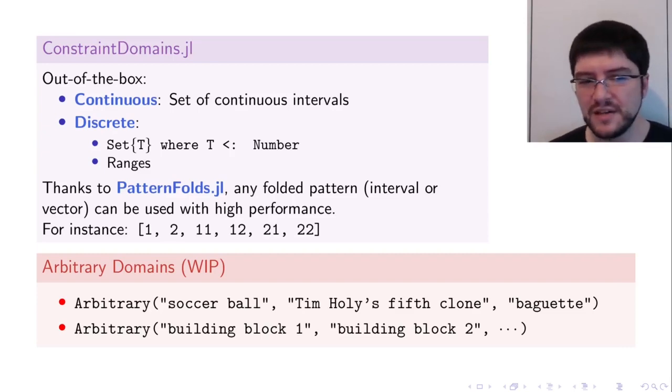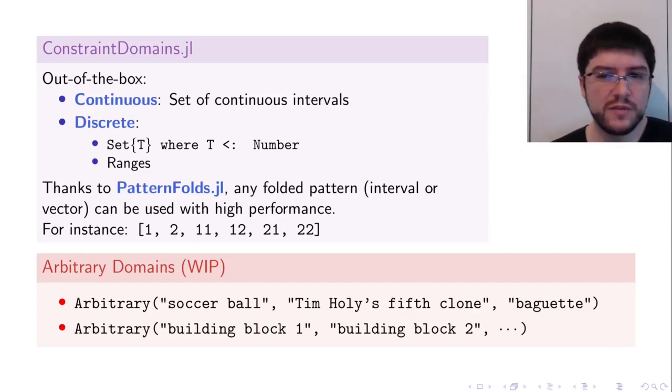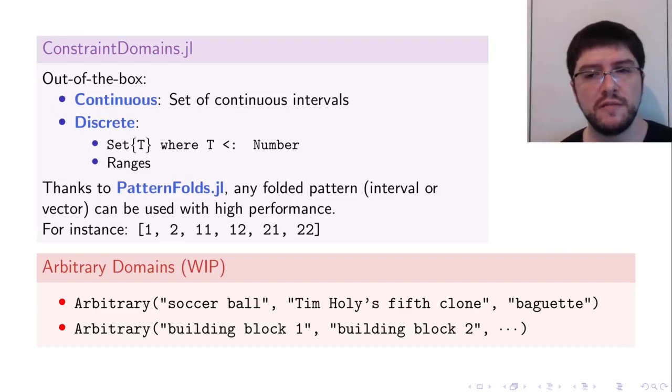We can also make arbitrary domains. It's still a work in progress, but the idea is to be able to construct arbitrary domains such as soccer ball, Tim Holy's fifth clone, and the baguette. You can do whatever you want from that. I have no idea. But the idea, you just need to be able to draw randomly from this arbitrary domain and to enumerate things.